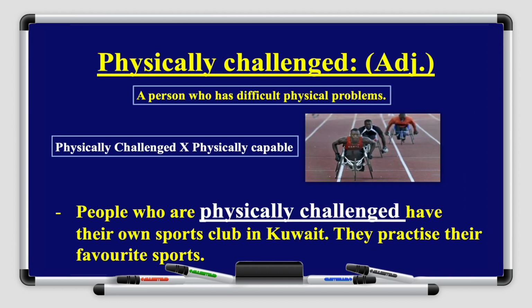Now we have the word physically challenged. Let's break the word in half. Physically challenged. Excellent. So physically challenged here is an adjective. Good job. Now in this example, people who are physically challenged, as you can see in the picture, have their own sports club in Kuwait. They practice their favorite sports. So physically challenged here means a person who has difficulty with physical problems. The opposite of the word physically challenged is physically capable.